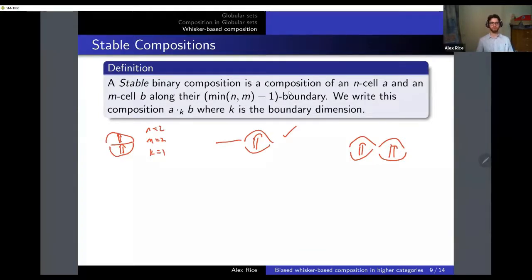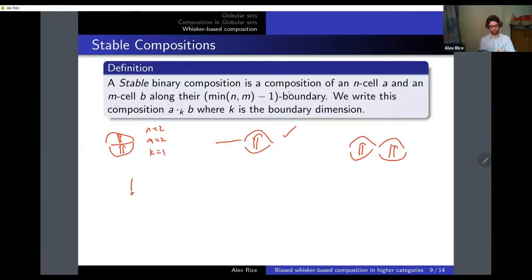So just to give an idea of why I've called these stable, the idea is that if we drew these geometrically as string diagrams, then the stable ones would not be changed under small deformation. So just to show this, if you don't know what a string diagram is, then don't worry, this isn't going to affect anything else in the talk.